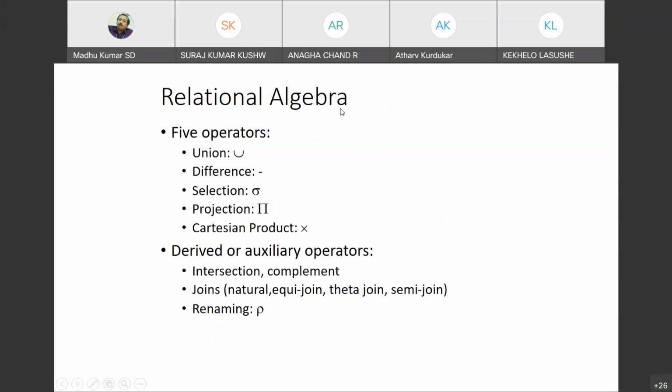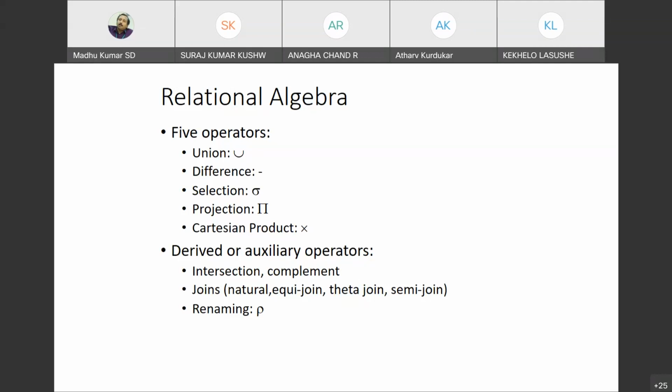Going for a quick revision of relational algebra, let us recollect that there are 5 fundamental operators in relational algebra. They are union, difference, selection, projection, and Cartesian product. The symbols are shown here. Union, difference, and Cartesian product are binary operators, whereas selection and projection are unary operators. Apart from these 5, we have many other derived or auxiliary operators: intersection, complement, join.